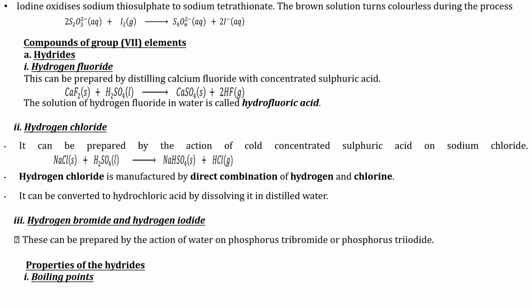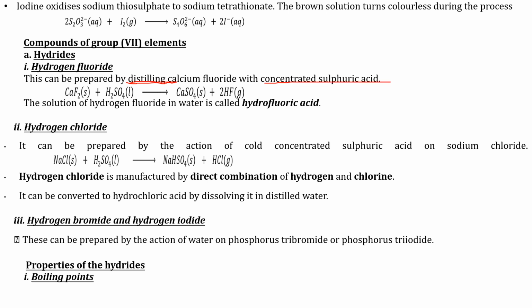We are going to look at the hydrides, starting with hydrogen fluoride. How is hydrogen fluoride prepared? We are saying that the hydride of fluorine is prepared by distilling calcium fluoride with concentrated sulfuric acid. So what you should note here, or underline here, is that it is prepared by a process of distillation, so that you must not miss out on your answer. Calcium fluoride with concentrated sulfuric acid.